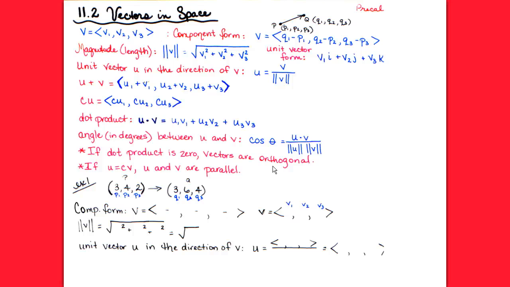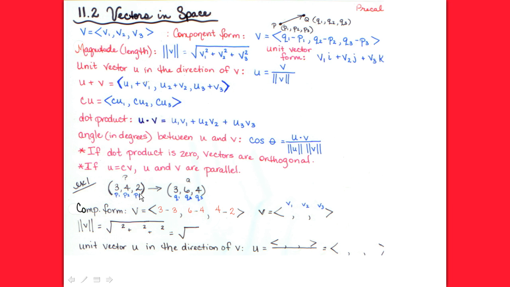For example number 1, it says find the component form and the length of the vector that has an initial point of 3, 4, 2 and a terminal point of 3, 6, 4, and then find a unit vector in the direction of v. So again, remember, they have to tell you the stopping point and the starting point. It matters. Order makes a difference. So we're going to say stopping point minus starting point, 3 minus 3. Stopping point minus starting point, 6 minus 4. And then one more time, stopping point minus starting point, 4 minus 2.